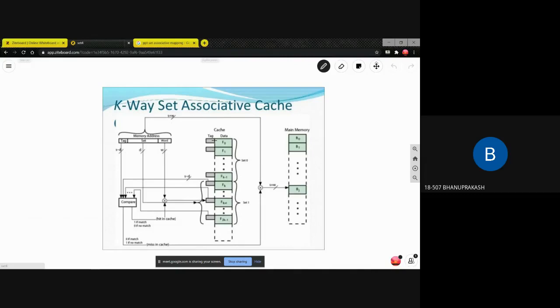So we are searching for a word in the cache. First we'll take the set number. For example, let us consider we have two sets, set 0 and set 1. Let the set number be 0, and some tag equals some 1 1.